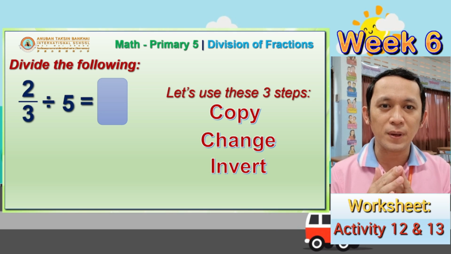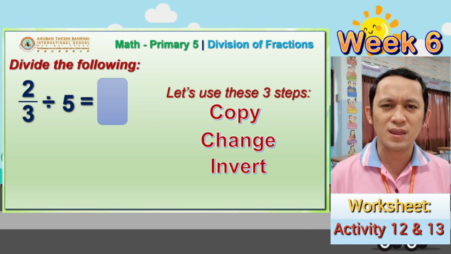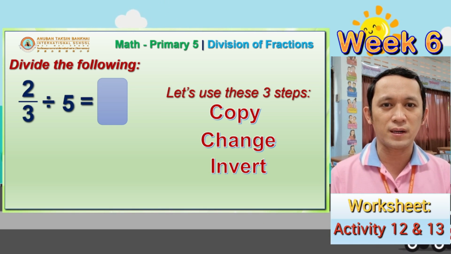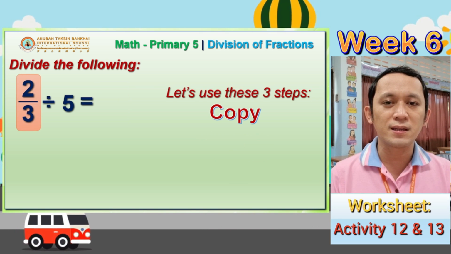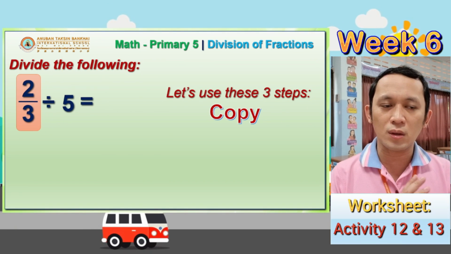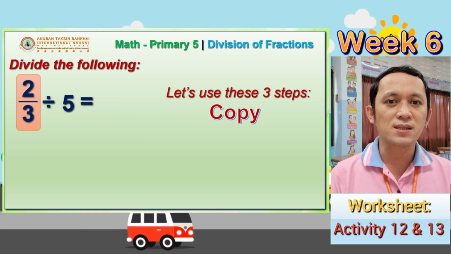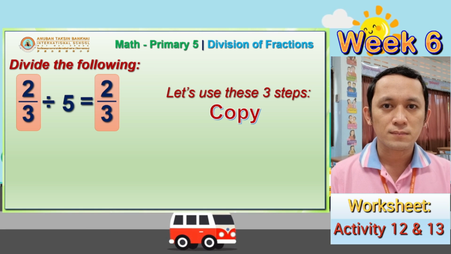Again, we need to copy, just write. We need to change, and we need to invert. Teacher, what is that? What is copy, change, and invert? Now, we have to copy the first number in this problem. So in this example, we have here 2 over 3. So we just copy this one. Let's not do anything, just copy. So we write 2 over 3.